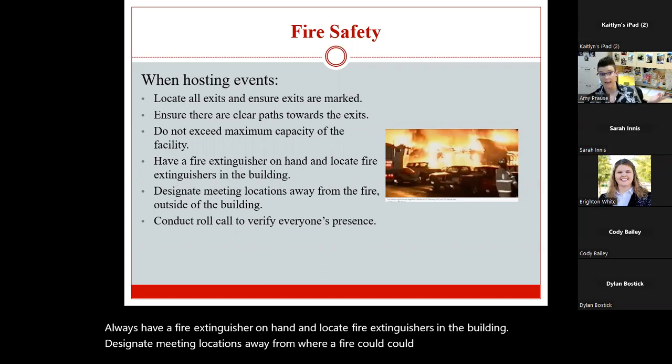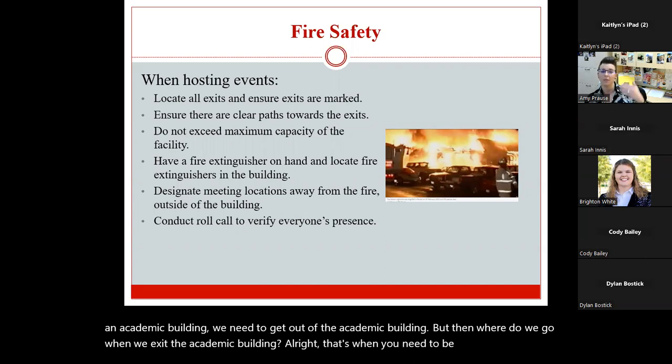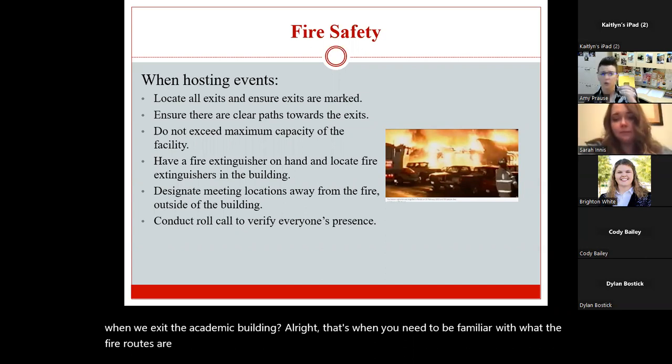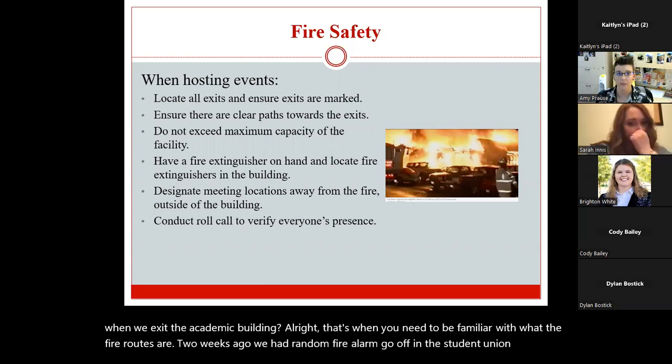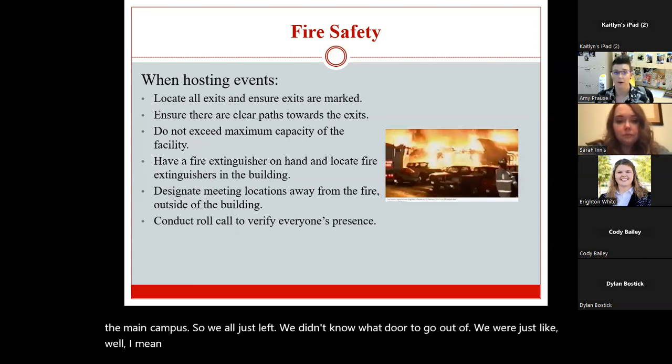So obviously, if we're in an academic building, we need to get out of the academic building, but then where do we go when we exit? That's when you need to be familiar with what the fire routes are. Two weeks ago, we had a random fire alarm go off in the student union building on the main campus. So we all just left. We didn't know what door to go out of. We were just like, well, the closest door is here. I guess we'll go out there, right?